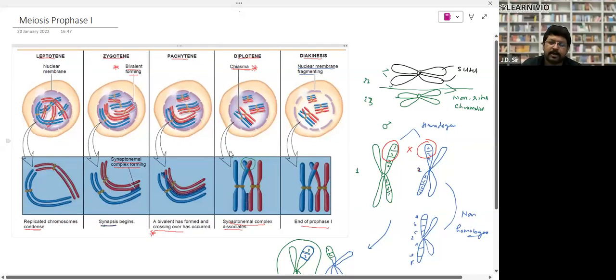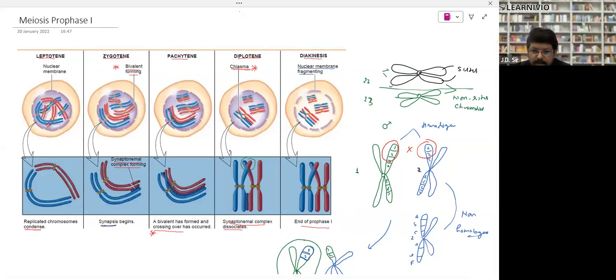Here, like this 1 and 2, they are sister chromatids for each other. 3 and 4 are sister chromatids for each other. But 2 and 3 are non-sister chromatids for each other. 4 and 1 are non-sister chromatids for each other. Clear? Because they are part of different chromosomes.